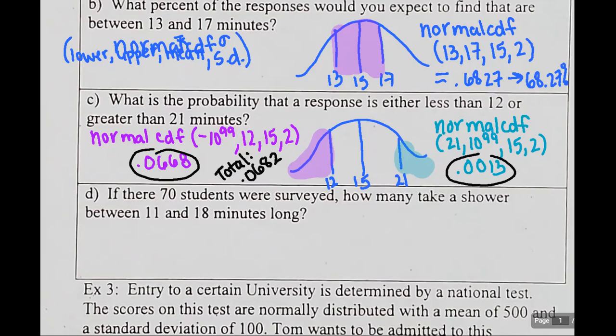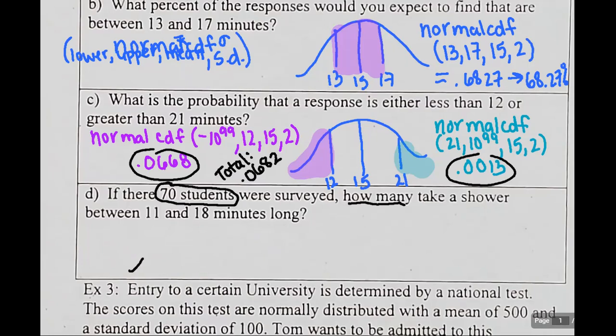So on the next one, this one's going to be a slightly different question. Same situation, same mean, same standard deviation, same situation of shower times. But this time they're telling us how many kids we have. It says we have 70 students who were surveyed. And we want to know how many, not the probability, not the percent, how many. But we're going to find the percent first. That's what we're going to do.